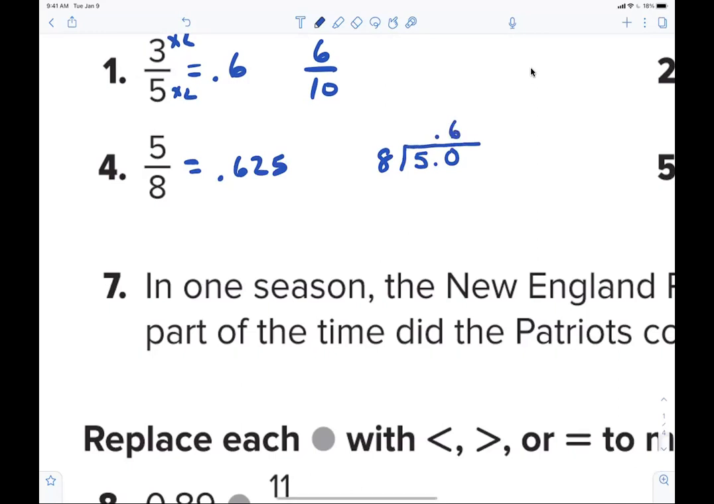6 times. That becomes a 48, right? When I subtract, I get a 2, add a 0, bring down a 0. 8 goes into 20 how many times? 2. 2 times 8 is 16. Subtract, bring down a 0. How many times does 8 go into 40? 5 times. Now, does everybody understand how I got 0.625?